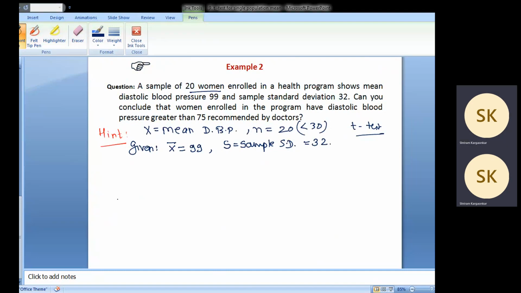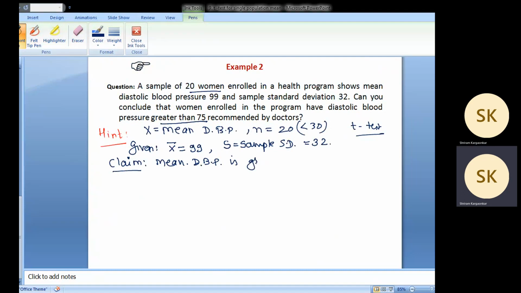So now let's check what we have to do. What is the claim? Can you conclude that women enrolled in the program have diastolic blood pressure greater than 75? So what is the claim? The mean diastolic blood pressure is greater than 75. So what is the given value of population mean? It is 75. You have to compare with it, right? So mu naught is 75.